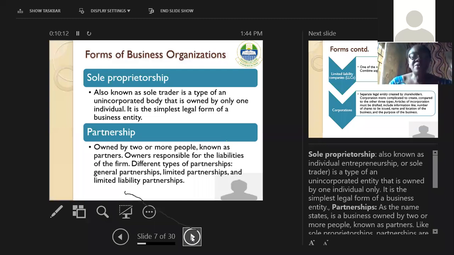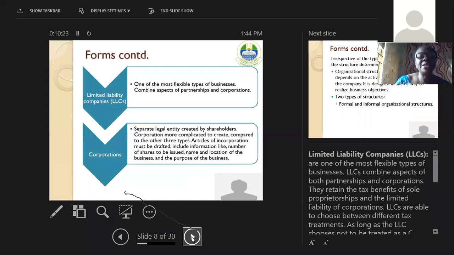Now, we have different types of partnerships. You have the general partnerships, you have limited partnerships, limited liability partnerships, and all the rest, okay? But the next one there are the limited liability companies. These ones are one of the most flexible types of businesses that we have. It combines an aspect of partnership and corporation. Though we are not in corporation yet, but it takes in some aspect of partnership and some aspect of a corporation. Now, they enjoy some tax benefits too.